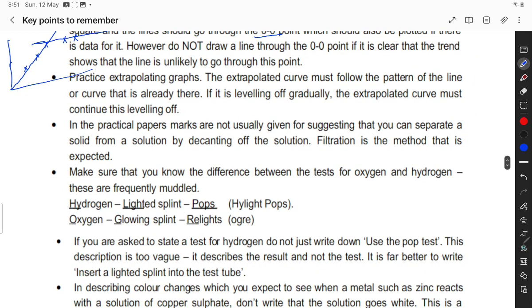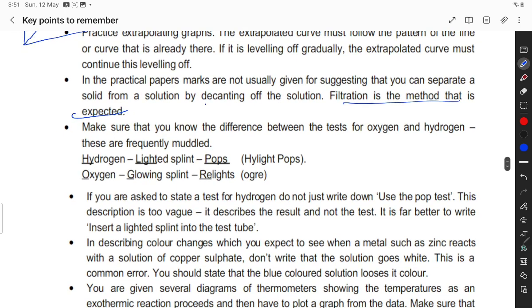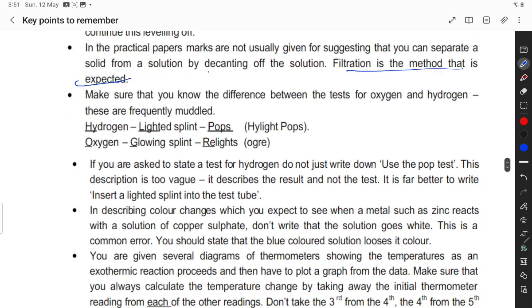In the practical papers, marks are not usually given for suggesting that we can separate a solid from the solution by decanting the solution. Filtration is the method that is expected. So always use filtration to remove insoluble solids from the solution.